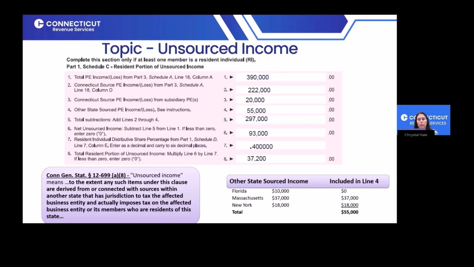And you can see what was included in line 4. We only have Massachusetts and New York income because there was no tax actually imposed on the Florida income.